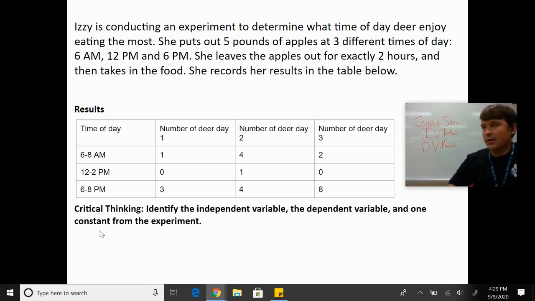If you need help, remember, I have one-word definitions to kind of help you on the backboard here. Constant, something that stays the same. Independent variable, something that is being tested. And dependent variable, something that is being measured.